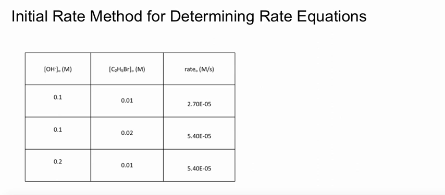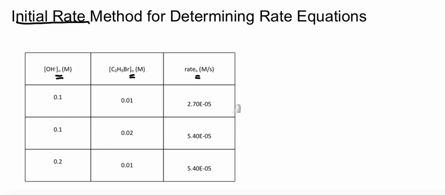You'll notice that this data is given in a way where we're emphasizing that these are the initial rates, these are the initial concentrations, and this is the initial start. So that's why we call this the initial rate method. To do this, what you want to do is compare data where only one variable is changing.